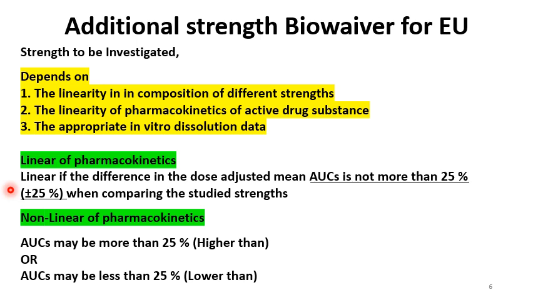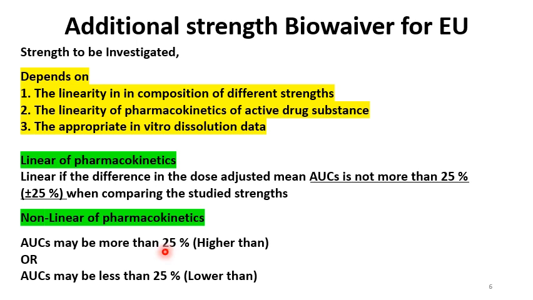And if there are some differences in the dose adjusted mean AUC, then as per the guideline, the AUC is not more than 25% or not less than 25% when comparing the studied strengths. So the pharmacokinetics are linear if the difference in the dose adjusted mean AUC is within 25% when comparing the studied strengths. And if it is out of that, then it will be considered as non-linear pharmacokinetics.